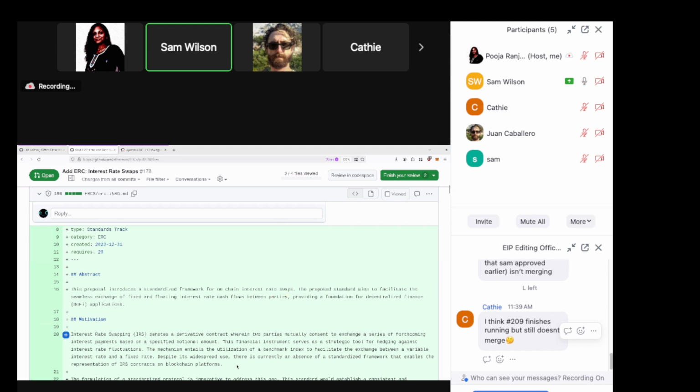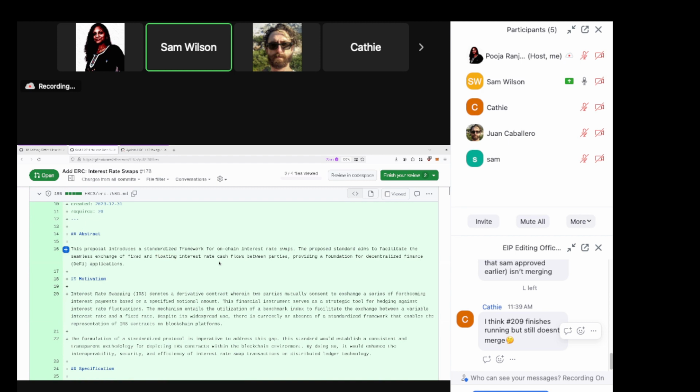Sorry about that. Okay, so this proposal introduces a standardized framework for on-chain interest rate swaps. The proposed standard aims to facilitate the seamless exchange of fixed and floating interest rate cash flows between parties, provide decentralized finance applications.